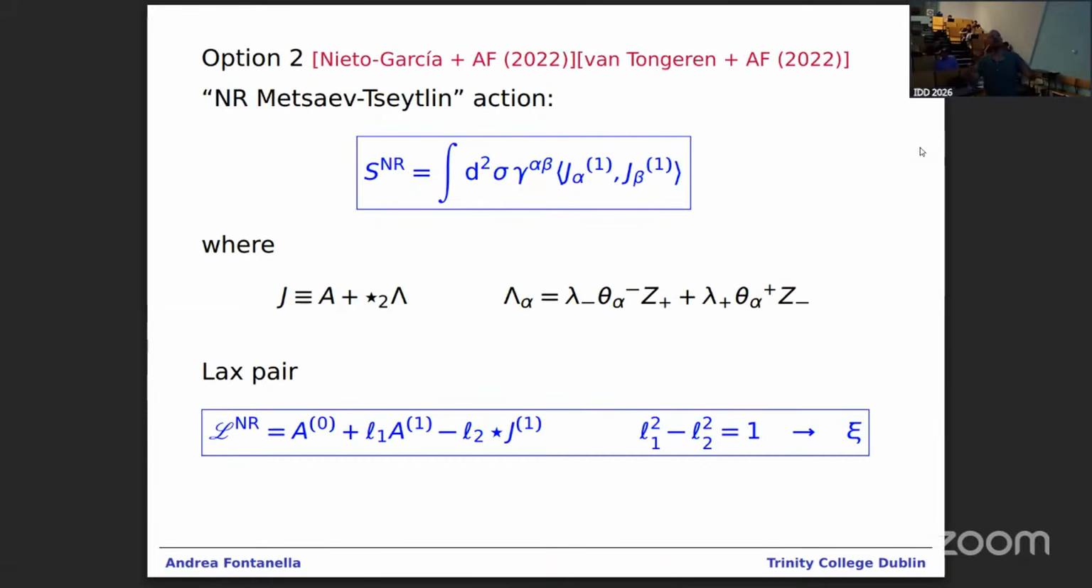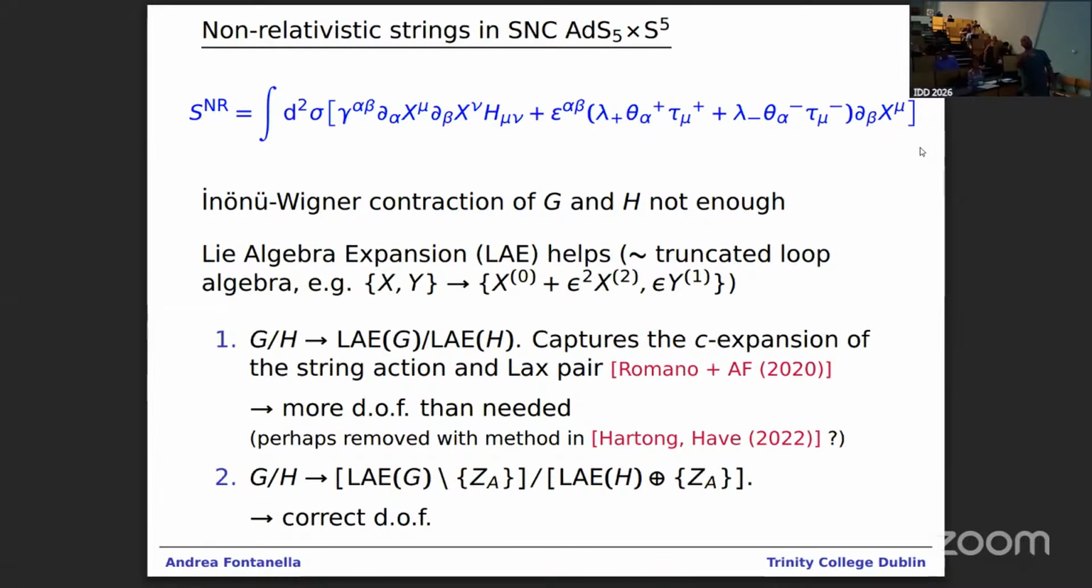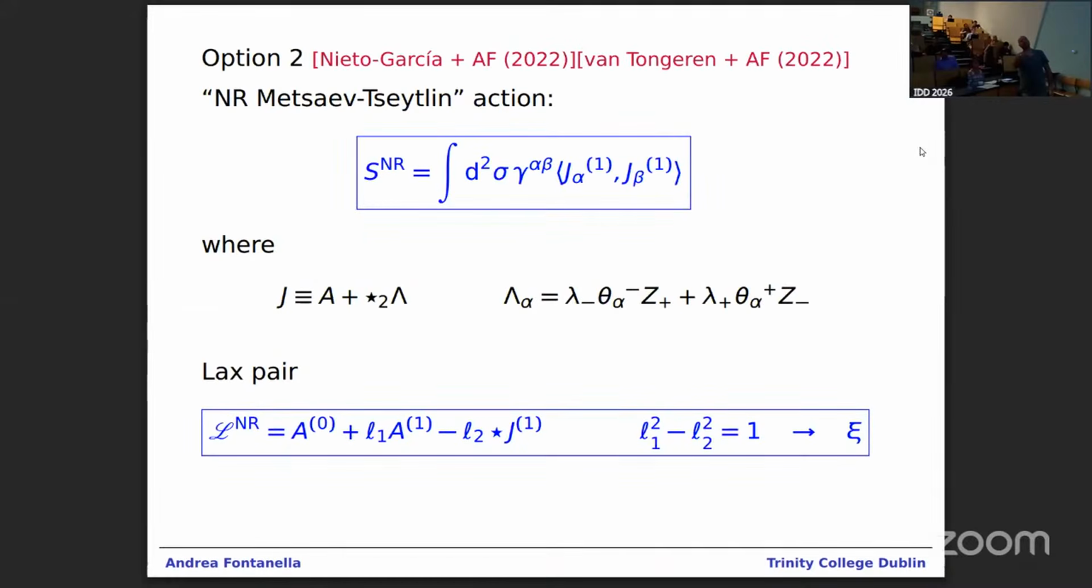With that option, we came up with a non-relativistic version of the Metsaev-Tseytlin action. We show that this non-relativistic action, with the constraints and everything, can be recast into an action that is quadratic in a J current. J is what you can call a generalized Maurer-Cartan one-form, because it is your Maurer-Cartan plus a term that contains those constraints. And Z is your extension in the algebra. From this language, we were able to guess the Lax pair. It's very close to the Bena-Polchinski-Roiban one, except that you have to replace one term with this generalized Maurer-Cartan. So that's nice, you have the Lax pair of your model.